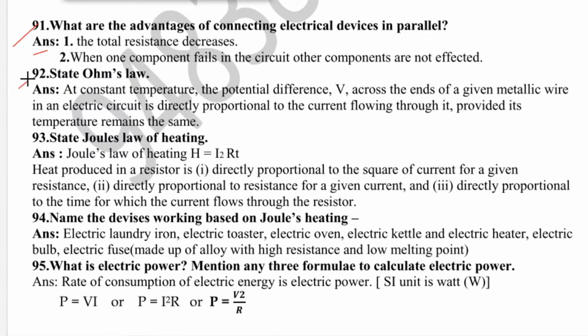Next question. State Ohm's law. At constant temperature, the potential difference V across the ends of a given metallic wire in an electric circuit is directly proportional to the current flowing through it, provided its temperature remains the same.